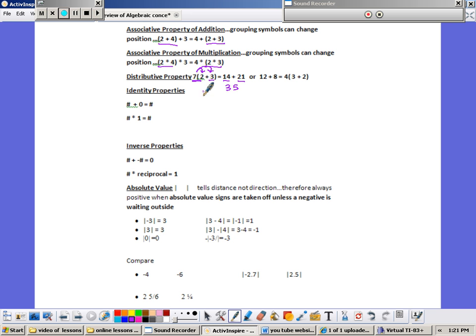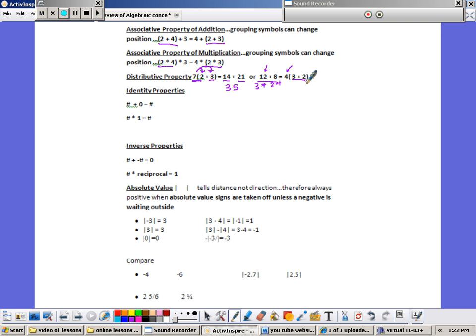You could also look at it this way. If I had 12 and 8, 12 is 3 times 4, and 8 is 2 times 4. So I took the 4 out, put it out front, and put the 3 and 2 inside. That's using the distributive property in reverse, and we do that a lot when we factor.